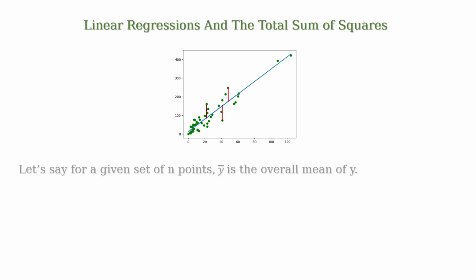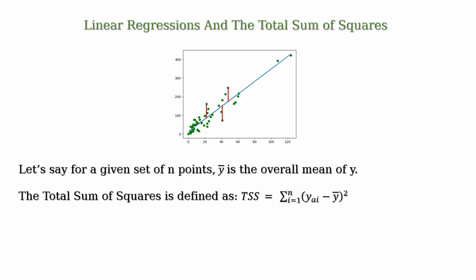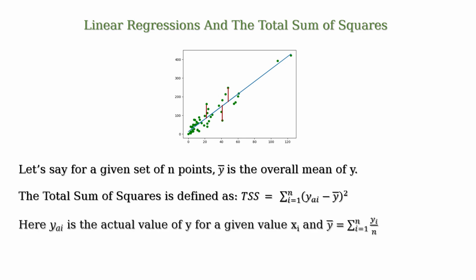Now, let's say for a given set of endpoints, y bar is the overall mean of y. Then the total sum of squares is defined as: total sum of squares is equal to summation from i is equal to 1 to n yai minus y bar whole square. Here yai is the actual value of y for a given value xi, and y bar is equal to summation from i is equal to 1 to n yi by n.